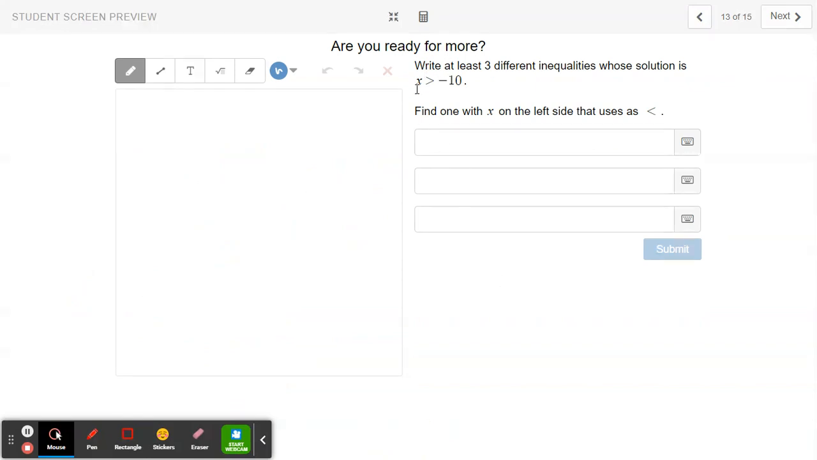All right, so write at least 3 different inequalities whose solution is this. Okay, so that's a little different. They're saying we're going backwards. So this makes this a little bit tricky, but that's okay. We know our end result has to be x is greater than -10. So you try those out. There's endless possibilities here. So you just work on some that you think are true.